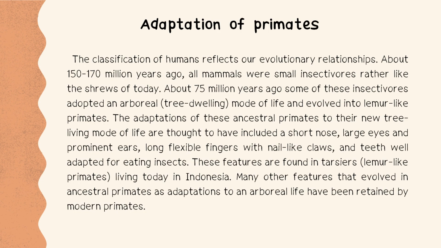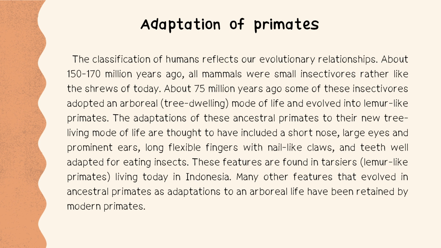Adaptation of primates. The classification of humans reflects our evolutionary relationships. About 150–170 million years ago, all mammals were small insectivores, rather like the shrews of today. About 75 million years ago, some of these insectivores adopted an arboreal mode of life and evolved into lemur-like primates.